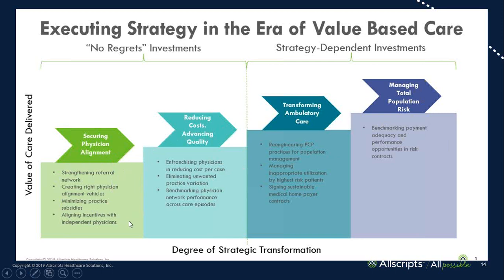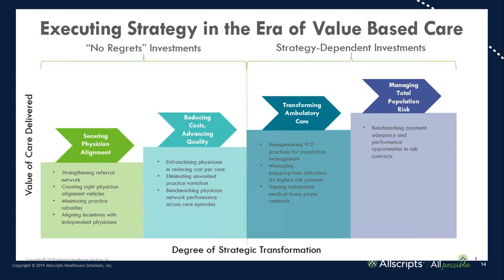Minimizing practice substitutes, aligning incentives with independent physicians. Strengthening this referral network ensures that organizations outside of your four walls are sending you people. I've used this a lot when talking about interoperability and population health: it's an economics 101 equation. Revenue minus cost equals profit. Your revenue comes from the more patients that you get to see. Your cost is the people interacting with them, and you want to drive that profit up by having more patients come in your door, managing them more efficiently, and having the right people be able to manage them.